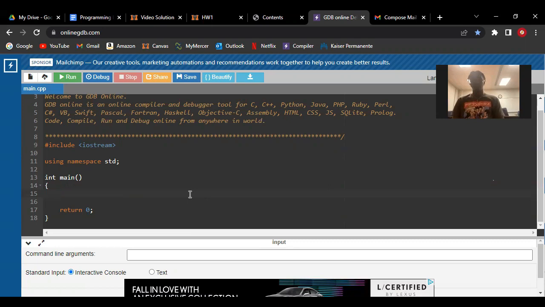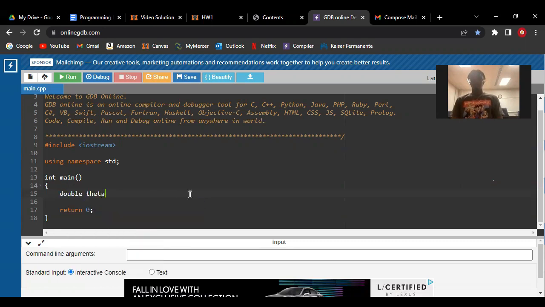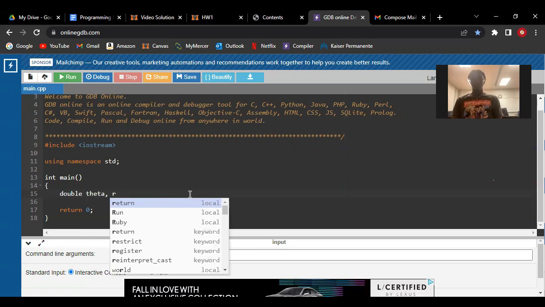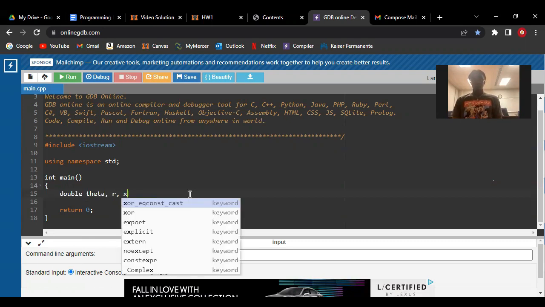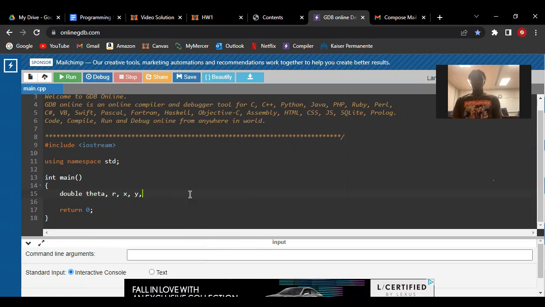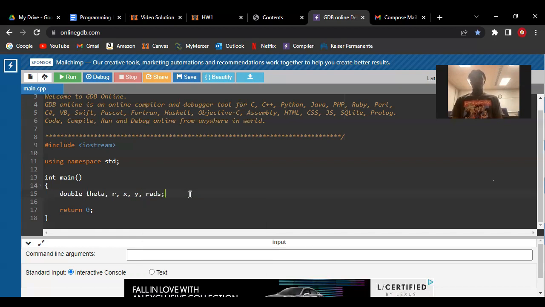Okay, so over here in our compiler, we're going to want to define our variables. Obviously, we're inputting a length of our point as well as the angle. So we're going to want to make double theta for the angle as well as r for the length. We'll transfer that to Cartesian coordinates, which is just x and y, so we'll double x and y. And to use that conversion, we're going to need radians, so we'll also define rads.